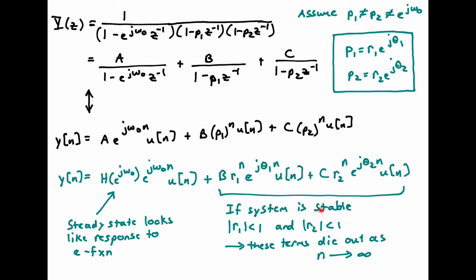If the system is stable, then we know that the poles for a causal system are inside the unit circle, meaning that R1, the magnitude, is less than 1, and R2, this magnitude, is less than 1. Okay, raising something that's less than 1 to the n is going to lead to a decaying exponential as n goes to infinity. So these terms die away. So this would be our steady state response, and this is a transient response. And the length of that transient response is determined by where these poles actually are.